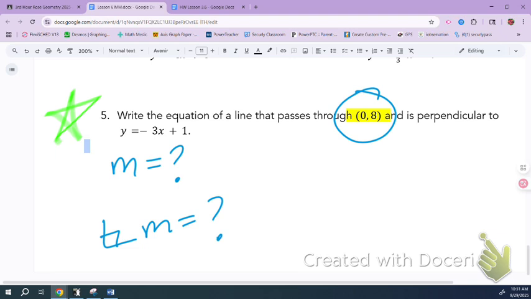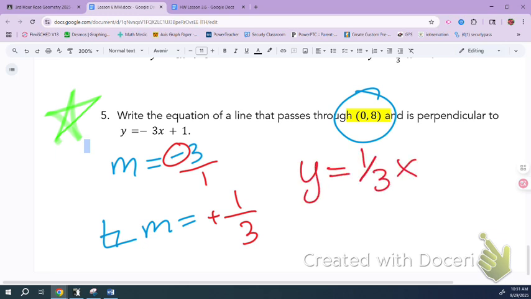Equation, the original slope was negative 3. So to get the perpendicular slope, I'm going to flip it. You might be saying, how do I flip it? Well, it's going to be 1/3. It was negative, so it's positive 1/3. You don't have to write the positive, but if that helps you. Positive 1/3 x plus, what's my y-intercept? 8. When x is 0, this is your y-intercept.